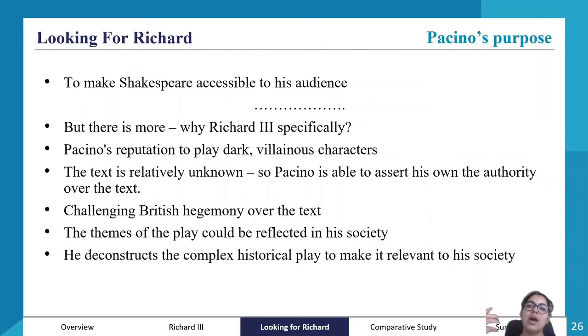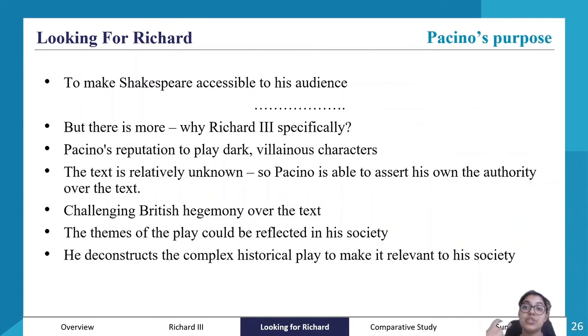Similarly with the ghost sequence, obviously it's a very important sequence in the play because it's a dream and the ghosts actually come and talk to him. In the docudrama, it's just a series of cuts, like a flashback. It's not even a dream, they're not even ghosts, right? It's just Richard having flashbacks, thinking about what he's done. So different. Same thing with the end scene.